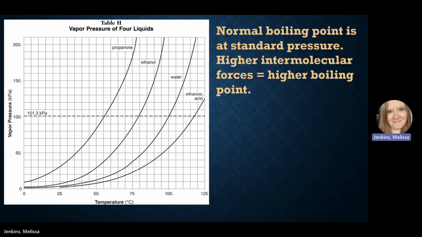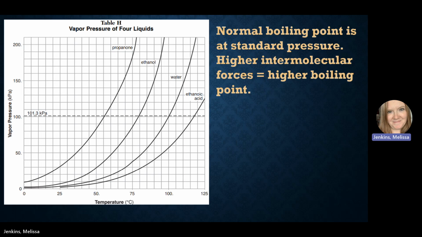And they like to ask this question in a number of ways on the exam. So like at 75 degrees, which one has the highest intermolecular forces? Well, at say 150 kilopascals, which one has the highest intermolecular forces? It's going to be the one with the highest boiling point. Or here, this one right here has the highest intermolecular forces. Okay, so this one here, highest intermolecular forces, because it has the highest normal boiling point.